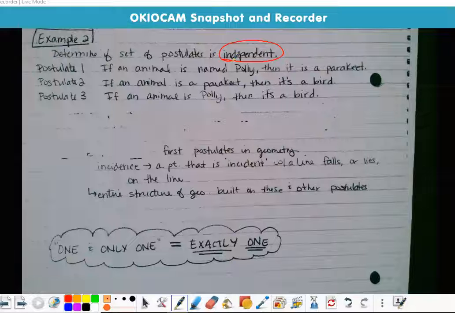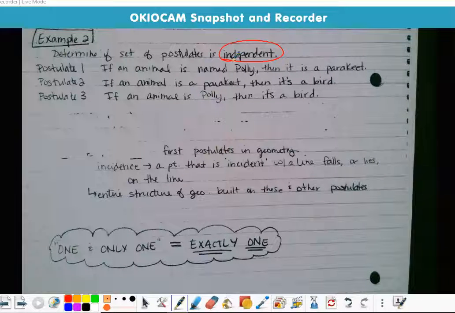Okay. Say that again for me. So postulate 3 contradicts postulate 1 and 2 because it mixes them together. Okay, but technically it's just like taking out a step. Because a Polly is a bird. It's a parakeet and the parakeet's a bird. So you just took out the parakeet step.